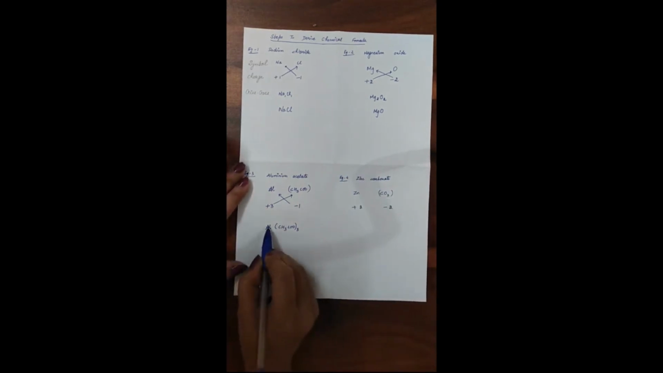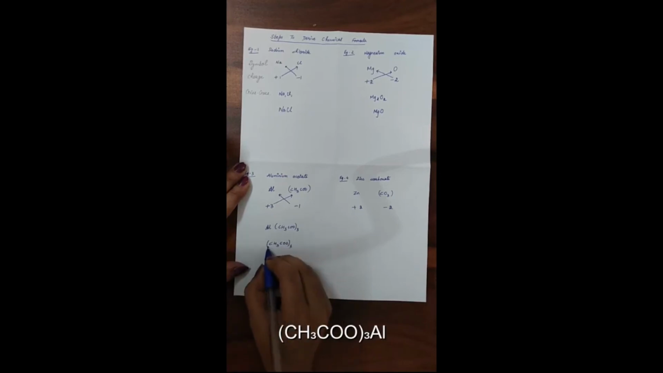One more thing you need to remember in case of acetate and formate: whenever acetate or formate is the anion involved in any compound, in the final answer the cation should be written at the end. So this becomes Al(CH3COO)3. We read it as CH3COO whole thrice. 3 means thrice and whole means this thrice. This 3 subscript is for the entire acetate. So this becomes the final answer.